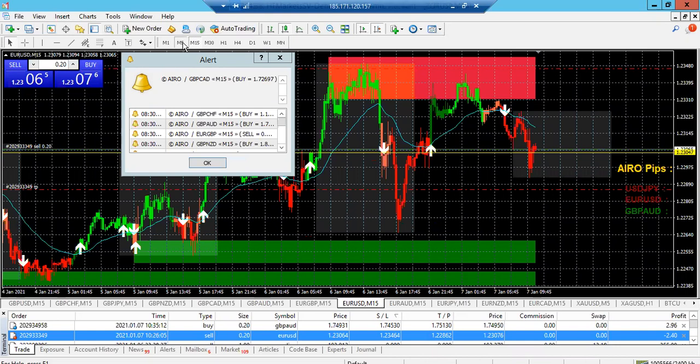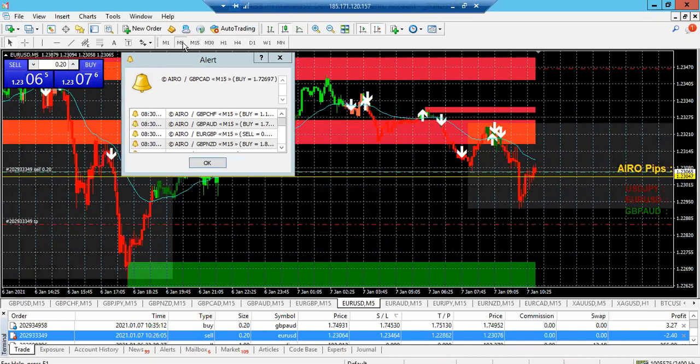I think there is a support, a resistance somewhere. Okay, GBPUSD is as free as air. So why is it giving us a drawdown? It's as free as air.